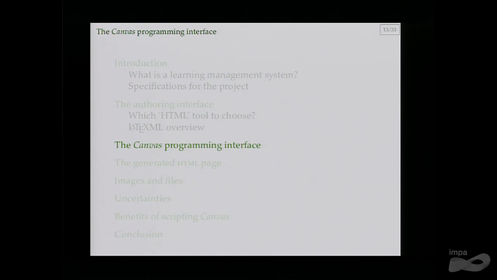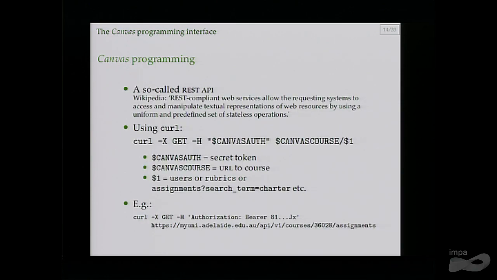Now, just for the curious, I wanted to introduce the Canvas programming interface, and this is not something that I have a lot of familiarity with. It uses what is a so-called REST API. I didn't know what that was, so I went to Wikipedia. It says, REST-compliant web services allow the requesting systems to access and manipulate textual representations of web resources by using a uniform and predefined set of stateless operations. And I still don't know what a REST API is.